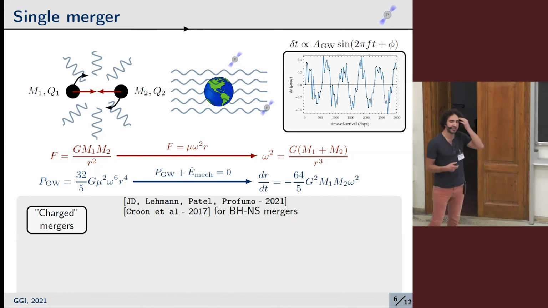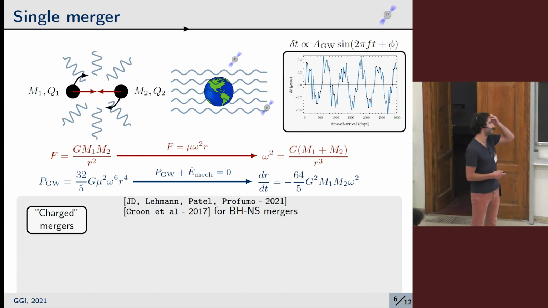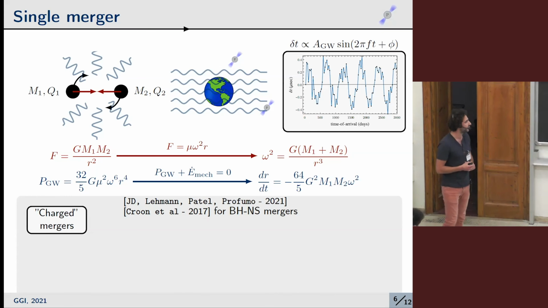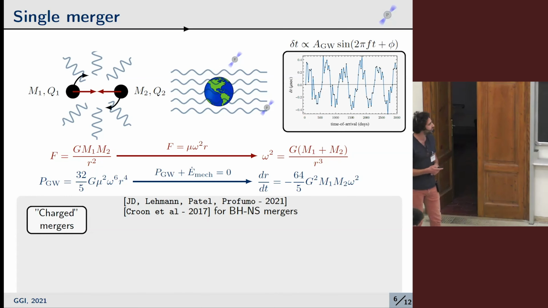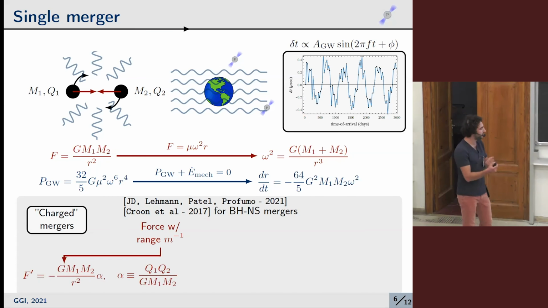Now, if you want to discuss charge mergers instead of just pure gravity mergers, this has been a topic of our work, and it's also been considered in the past for black hole neutron star interactions back in 2017 and follow-up papers as well. There are two major effects that take place inside these mergers.